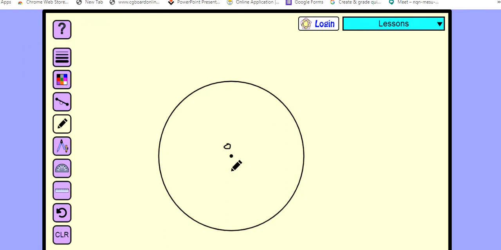Now take a point A on the circumference of the circle. For example, this is point A. Now join AO. Then extend it till it meets point B on the circumference. Let your point B be here. Now we will extend this. So this is your point B.